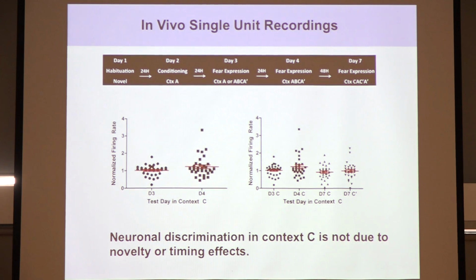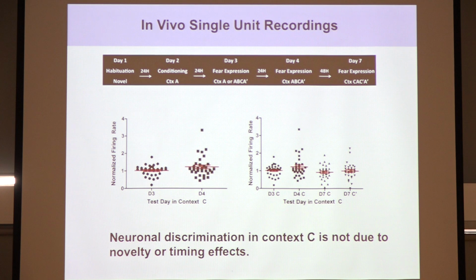Okay, so we wanted to control a few things about those neurons, whether or not the change in neuronal activity was due to novelty or timing effects. So here we compare the firing rate of the neurons in the C context on the first exposure to the C context or the second exposure to the C context. There was no significant difference. And we also compare it with the third and the fourth exposure, and there is no difference in the firing rate of the neurons that are activated in the C context, indicating that the neuronal discrimination we see in context C is not due to novelty or timing effects.